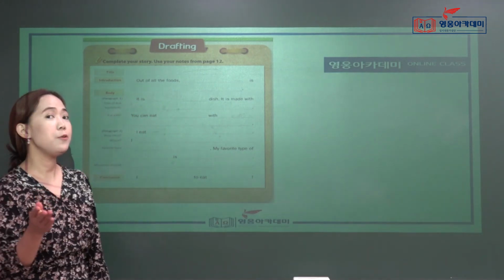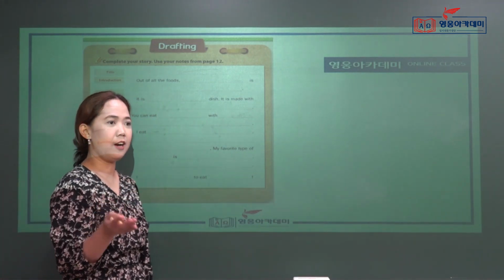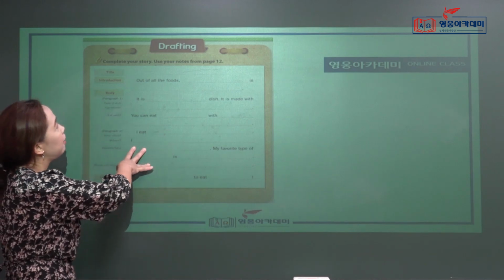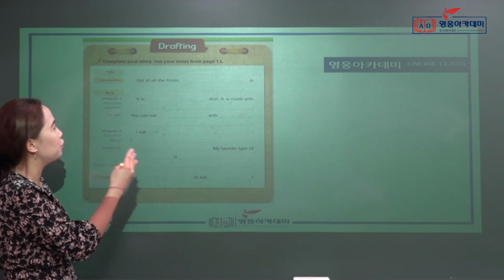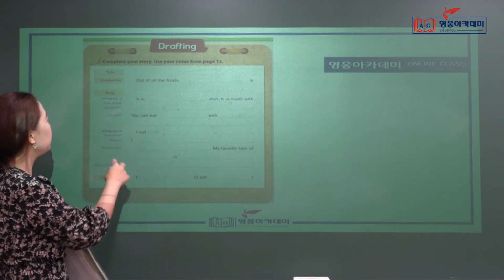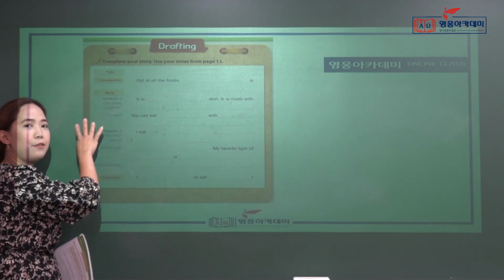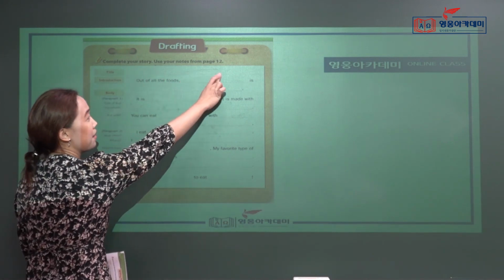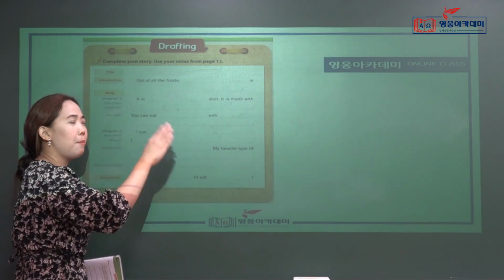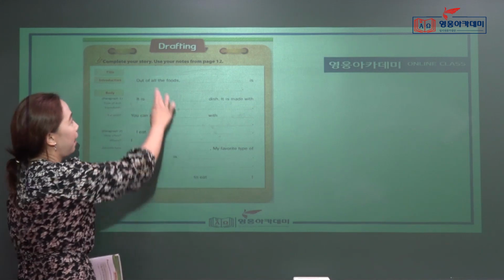All right, and once you finish doing the organizing part, transfer everything here in the drafting, okay? Complete your story, use your notes from page 12. You can see here, guys, you still have the outline, you still have the instructions here. The title, so this time it is empty. What is the title? My favorite food.